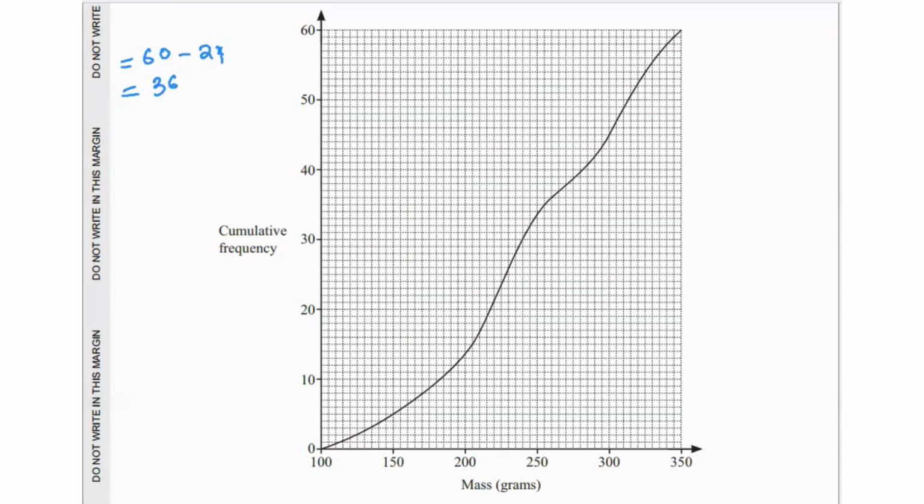36. So what we'll do is we will find where 36 is on the y-axis. 1, 2, 3, 4, 5, 6. We'll draw a line at 36.